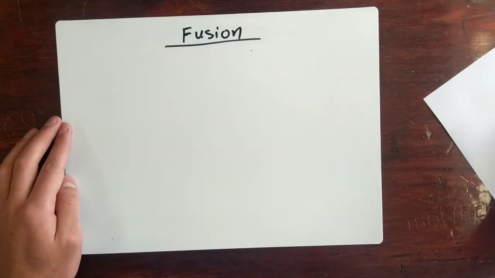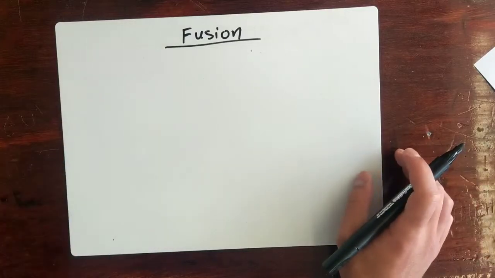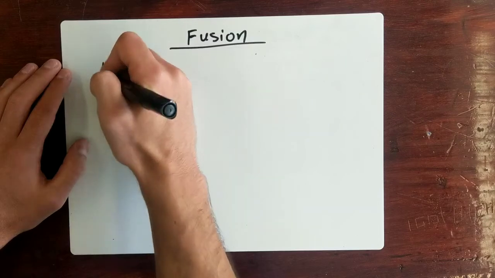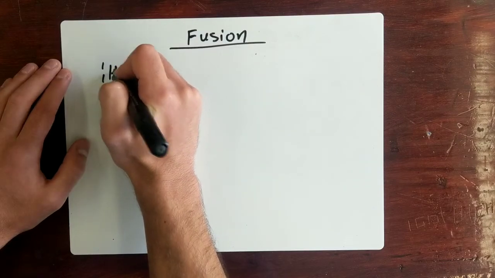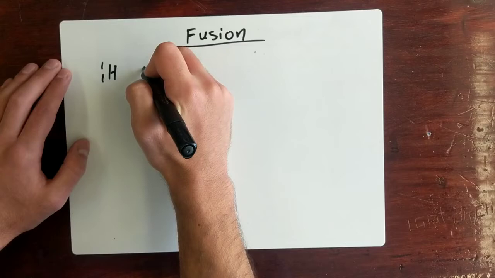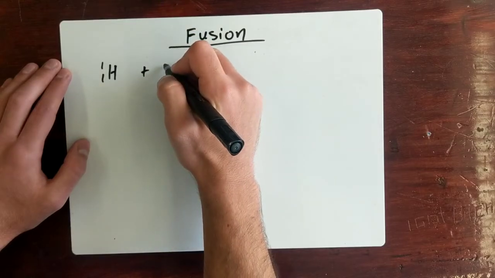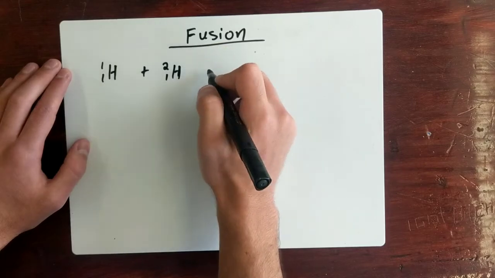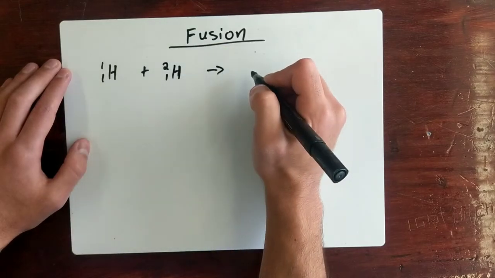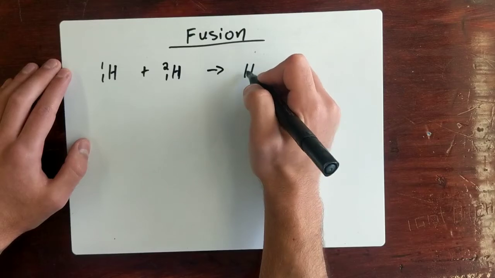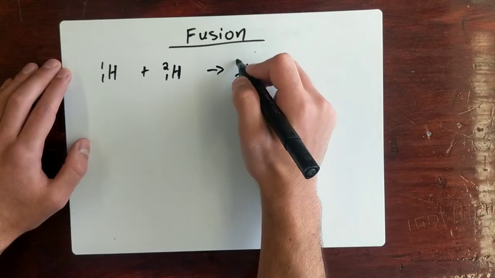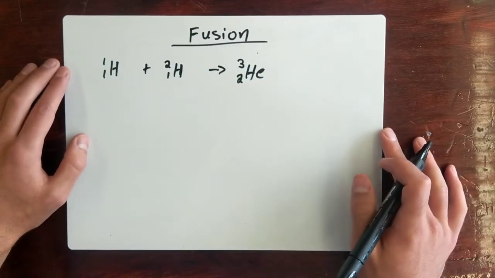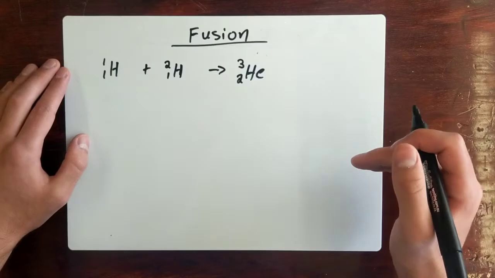Okay, let's say that we have a nuclear equation where we have a hydrogen nuclide and a deuterium nuclide, so that's just the fancy name for hydrogen-2, and those two fuse together to form a helium-3 nuclide, like that.